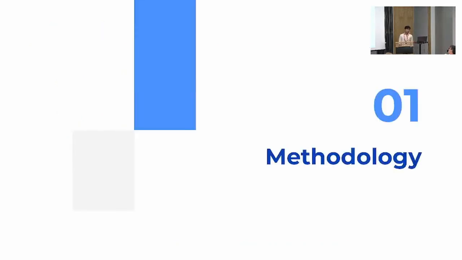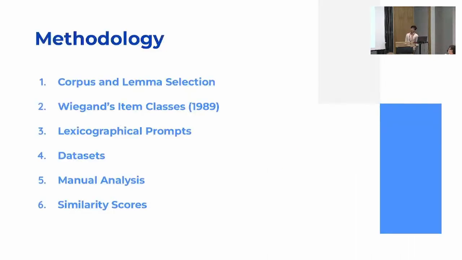The first one, we start with the methodology. I divided the methodology into 6 parts: corpus and lemma selection, Wiggins' item classes 1989, lexicographical prompts, data sets, manual analysis, and similarity scores calculation.